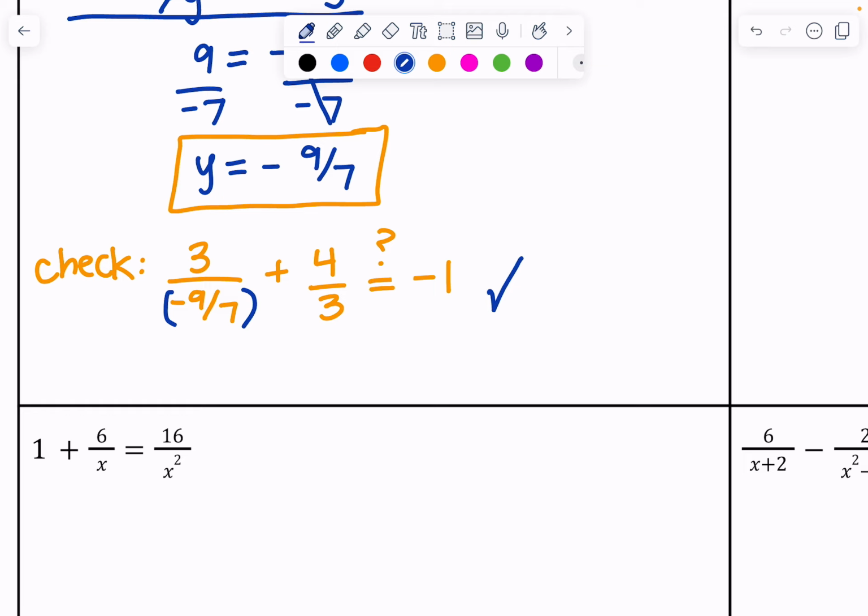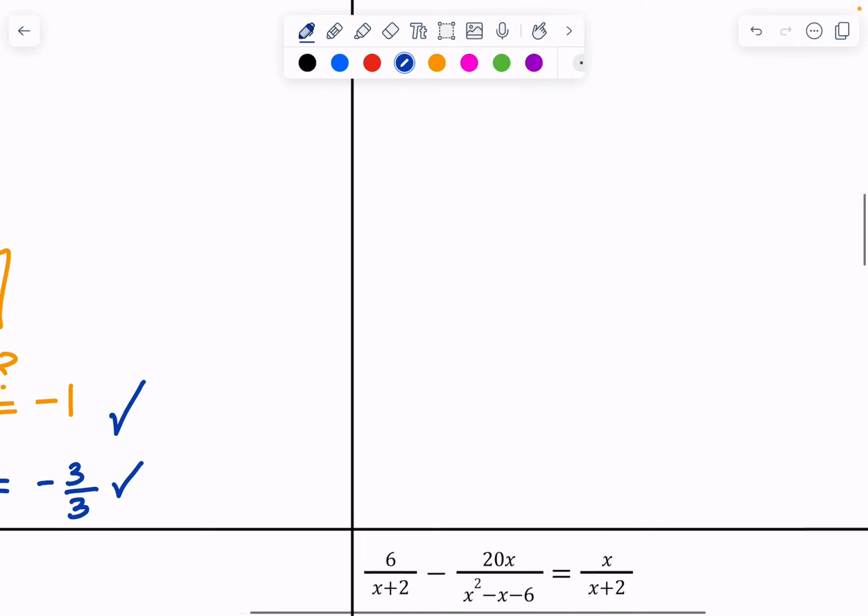So really quick, if we were to divide 3 by negative 9 over 7, flip it, we would have negative 21 over 9, which is negative 7/3. Plus 4/3, which would give us negative 3/3, which is negative 1. So it does check out. Again, I would use my calculator.